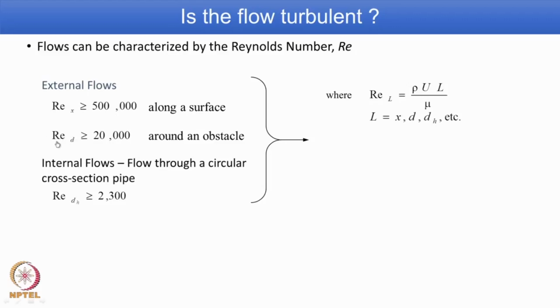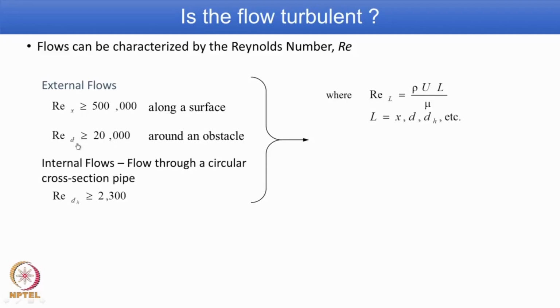Next situation, flow past an obstacle or a building or a square cylinder surface, etc. Then the Reynolds number is defined accordingly, based on the dimension. For example, if it is a building, it can be a cross section or it can be height, you have to define accordingly. Then Re d, if it is greater than or about 20,000, then the flow can be characterized as a turbulent flow. Next situation is an internal flow, a well known example being flow through a circular cross section pipe.